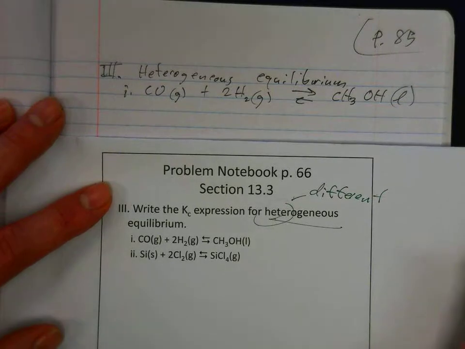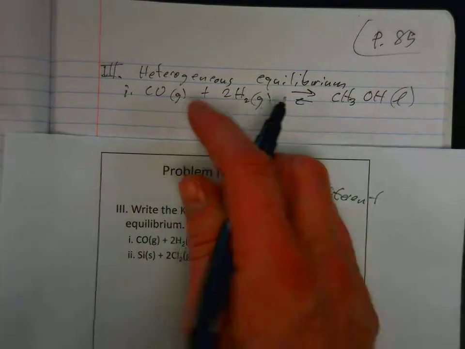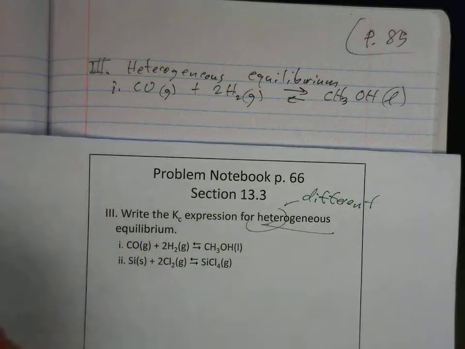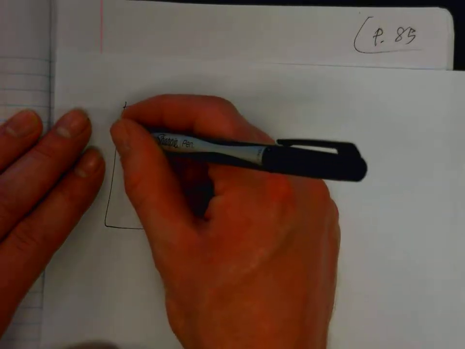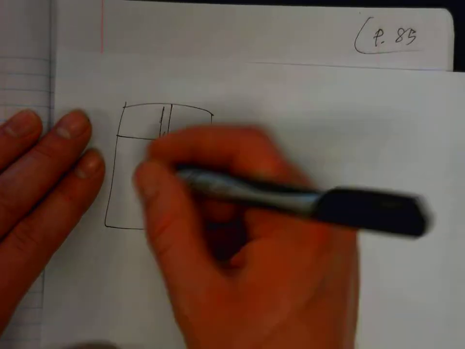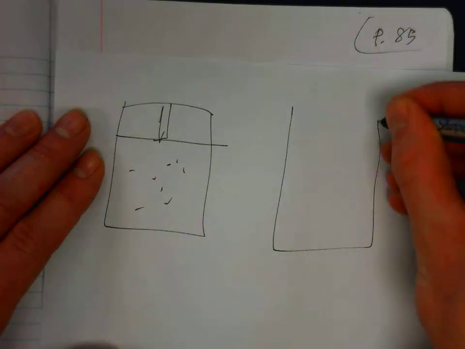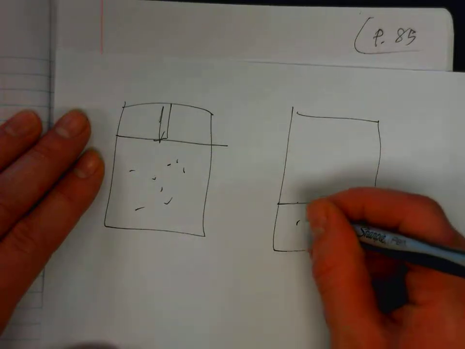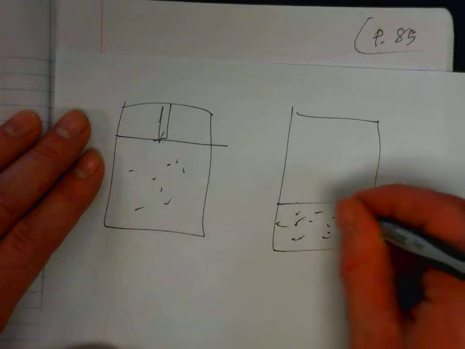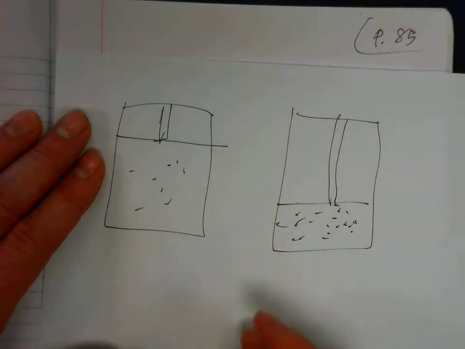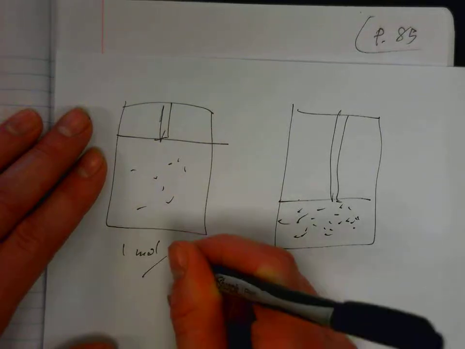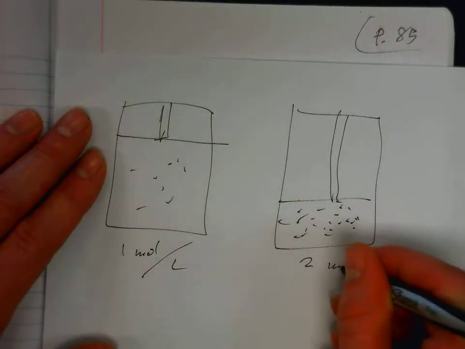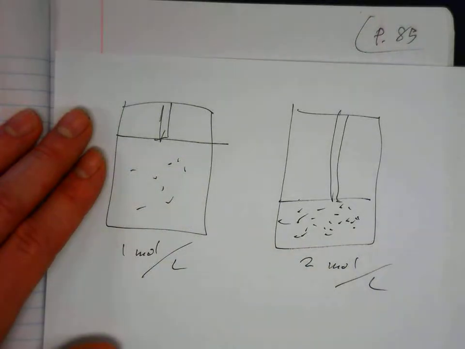Now, gases can change in their concentration. We can illustrate. Gases, for instance, can be compressed. If we have gases in a cylinder, and that cylinder compresses the gases, that increases the concentration. Maybe it was 1 mole per liter here. Now it's 2 moles per liter. The concentration has changed.